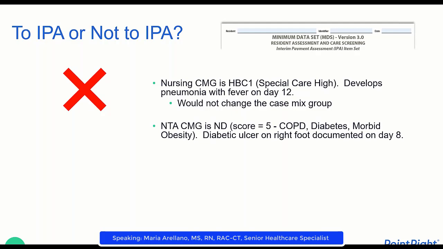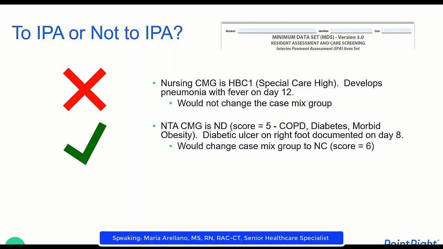So let's look at this one. This one where you have an NTA with a case mix group of ND. The score is 5. We've got COPD, diabetes, and morbid obesity. And on day 8, you see a diabetic foot ulcer. It's documented as identified. And you say, okay, is this something that is IPA worthy? Yes, this absolutely could be IPA worthy because it changes the case mix group to NC from ND, and therefore, because the score is now 6, so certainly changes that and could be IPA worthy.